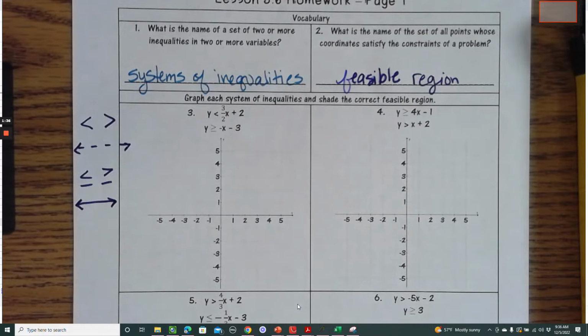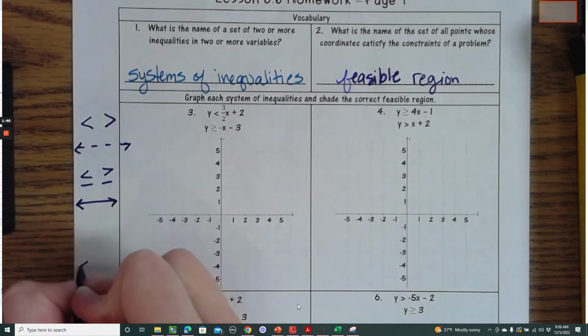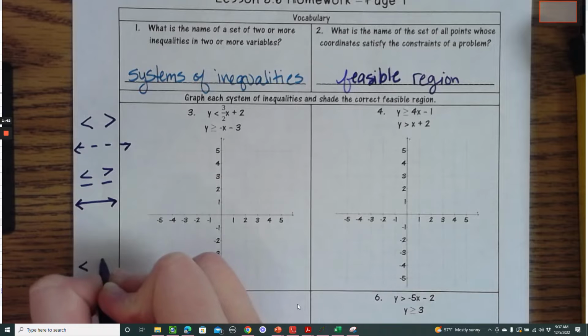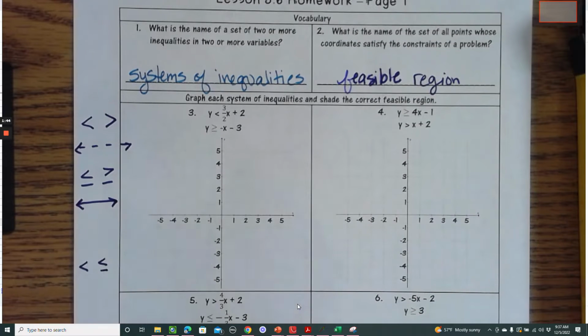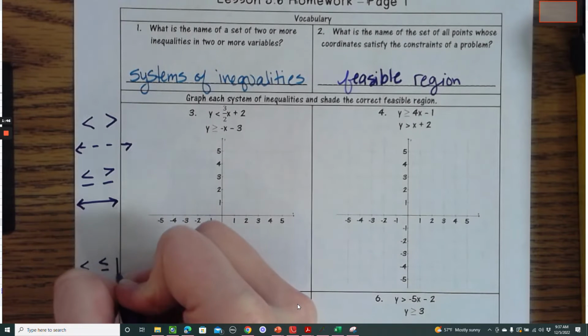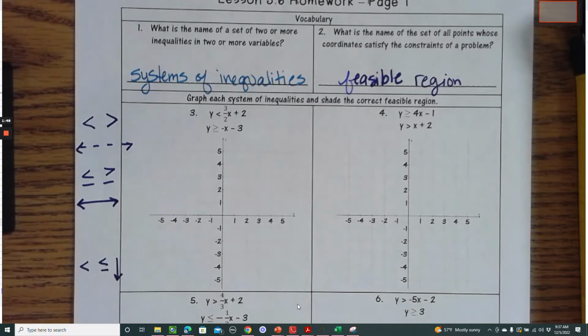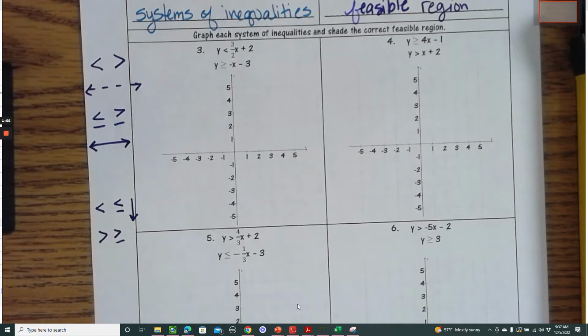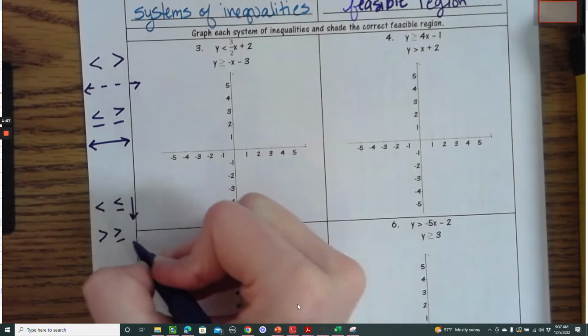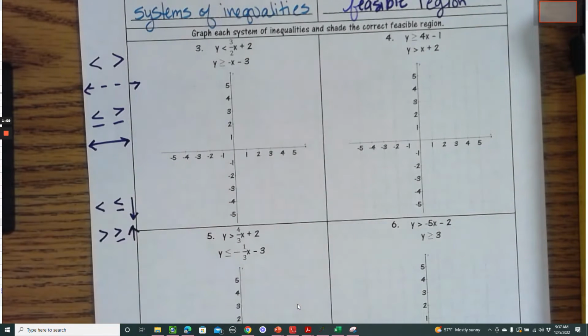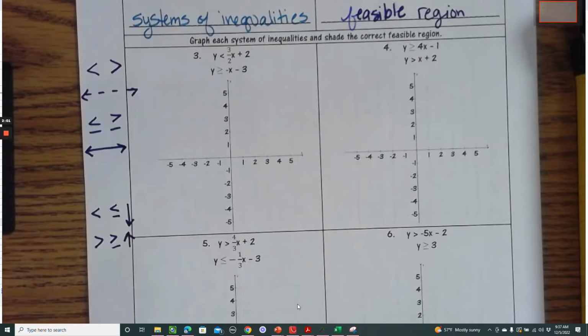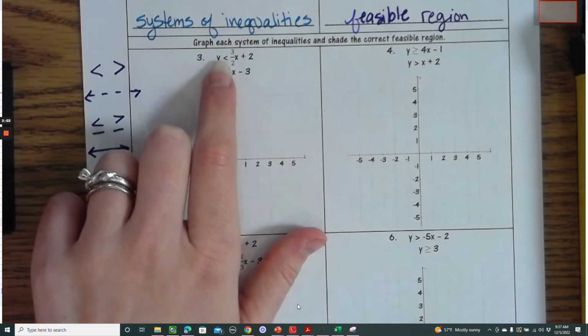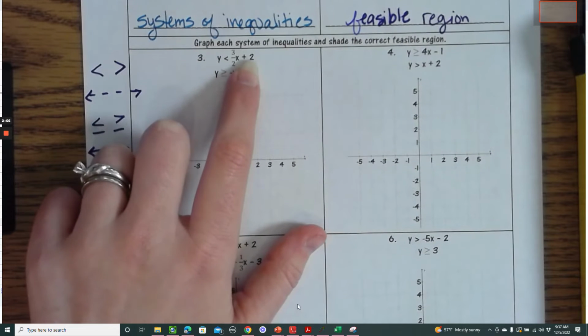And then greater than or less than. So if it's less than or equal to, you find the y-intercept and you shade below that point, okay? If it's greater than or equal to, find the y-intercept where it crosses the y and you shade everything above that point. All right, so number 3, our first one here is 1/2 x plus 2.